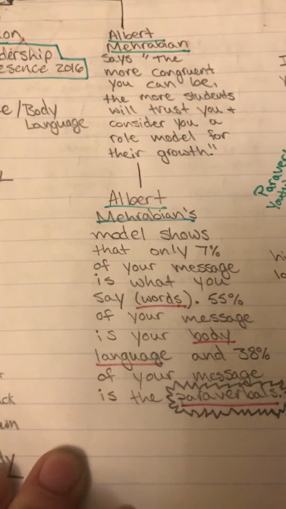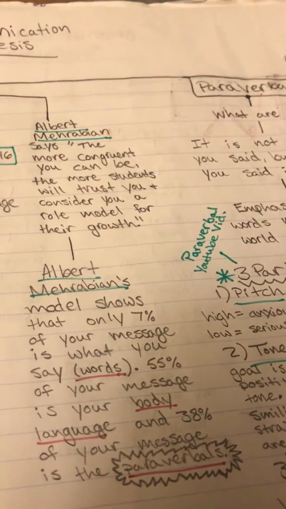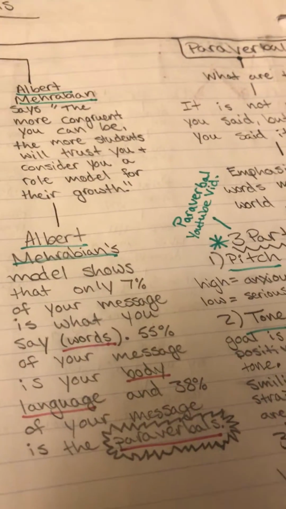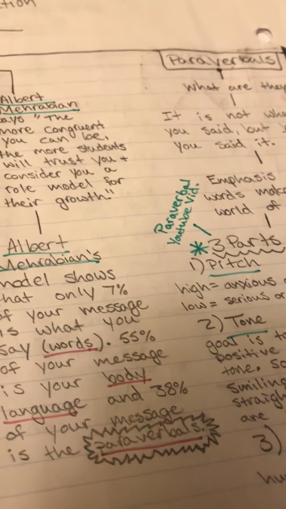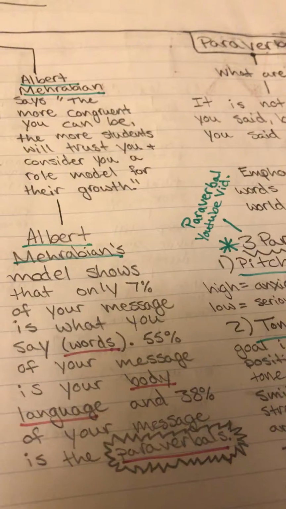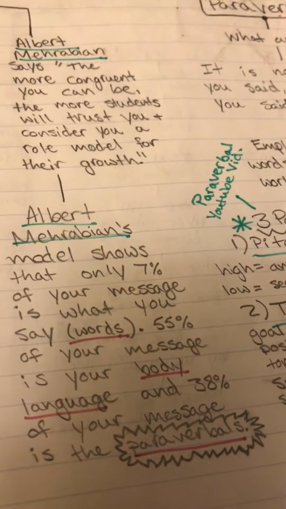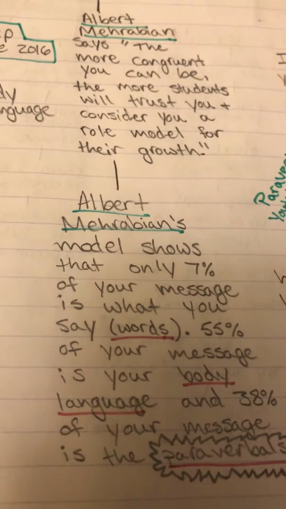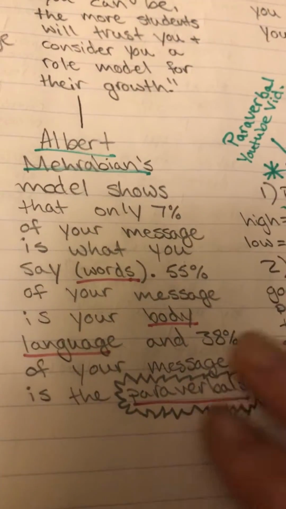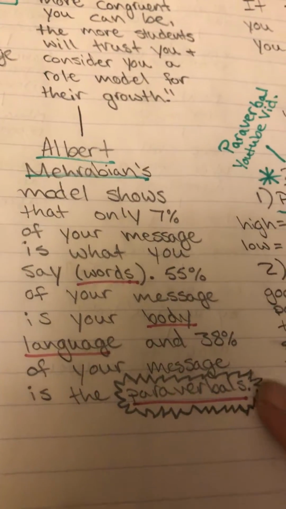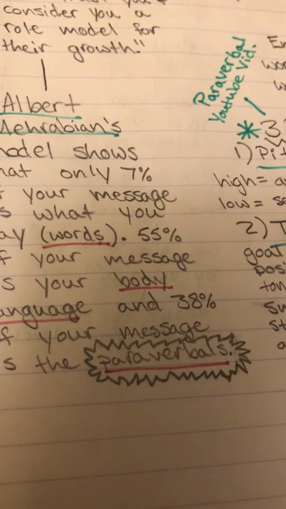So back to the model: the message that you're conveying is only 7% made up of words. So you could be talking a bunch of nonsense, and that's only 7%. Really, what students are reading is coming from your body language and your paraverbals. Your paraverbals are the pitch, tone, and speed that you say something in. It's not what you said, but how you said it, a quote that would summarize paraverbals. So 38% of your message is the paraverbals, and 55% is body language.